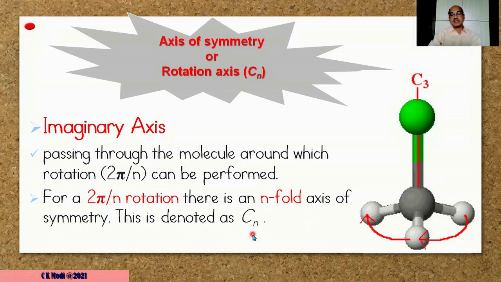Which is symbolized by Cn. Now pi stands for the total degree of freedom, 360. So if I perform 120-degree rotations, 360 divided by 120, what is my answer? The answer is equal to 3. So this rotation axis is symbolized by C3. So n is called the number of fold. By how many degrees we rotated, that is the important thing.